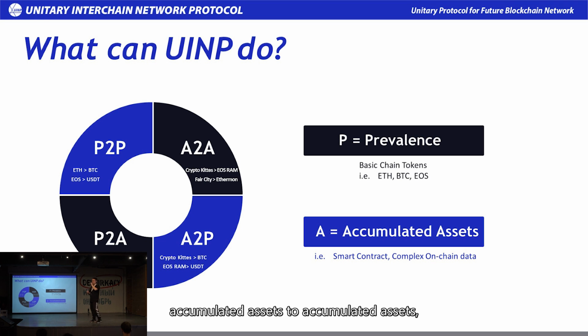Accumulated assets to accumulated assets. For example, you can exchange cryptocurrency to EOS RAM. The third type is prevalence to accumulated assets. You can use Bitcoin to trigger EOS RAM. The fourth type is accumulated assets to prevalence. For example, you can liquidate cryptocurrency to Bitcoin.